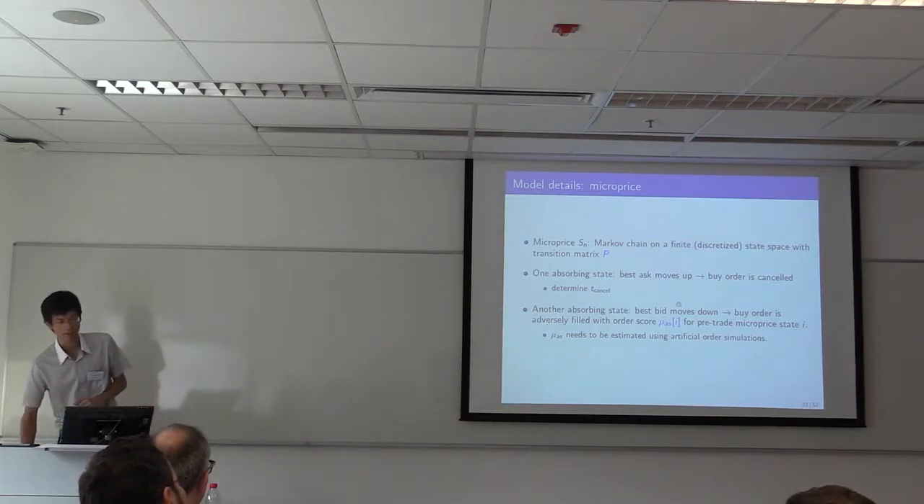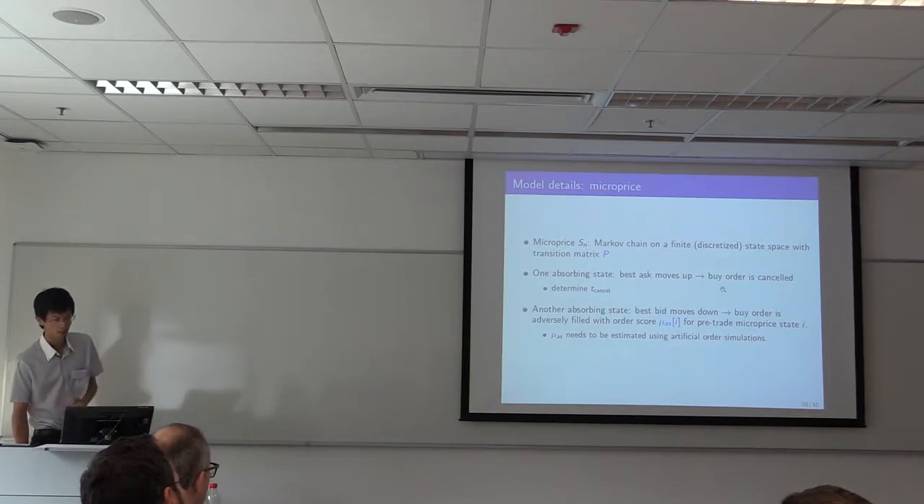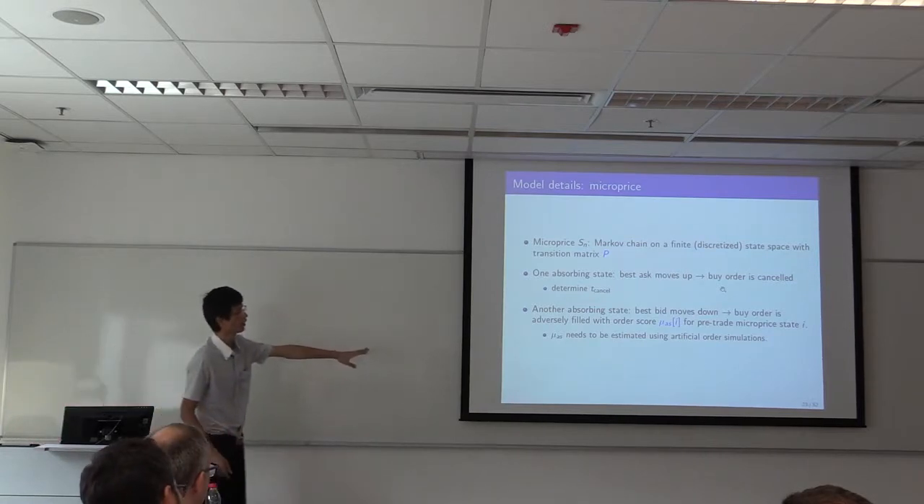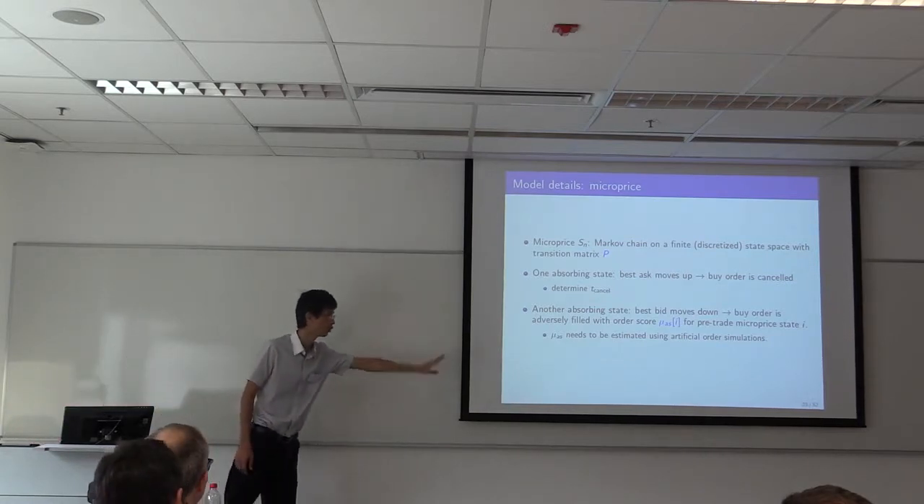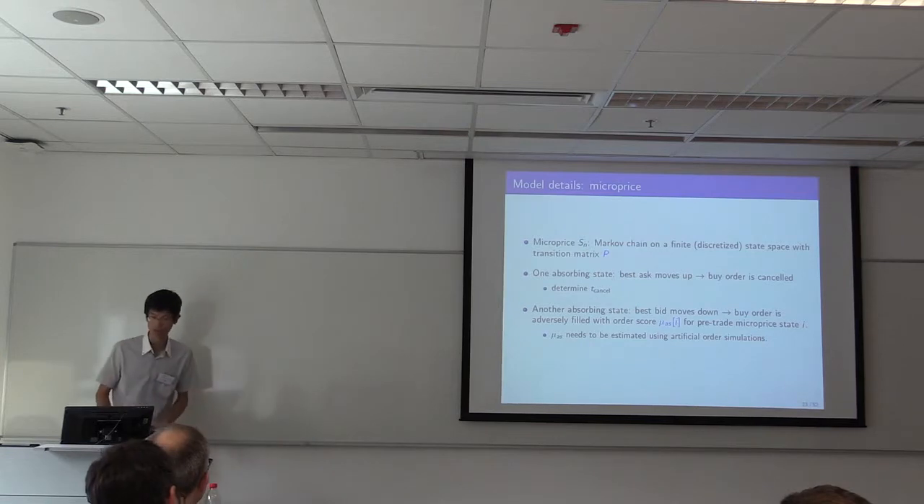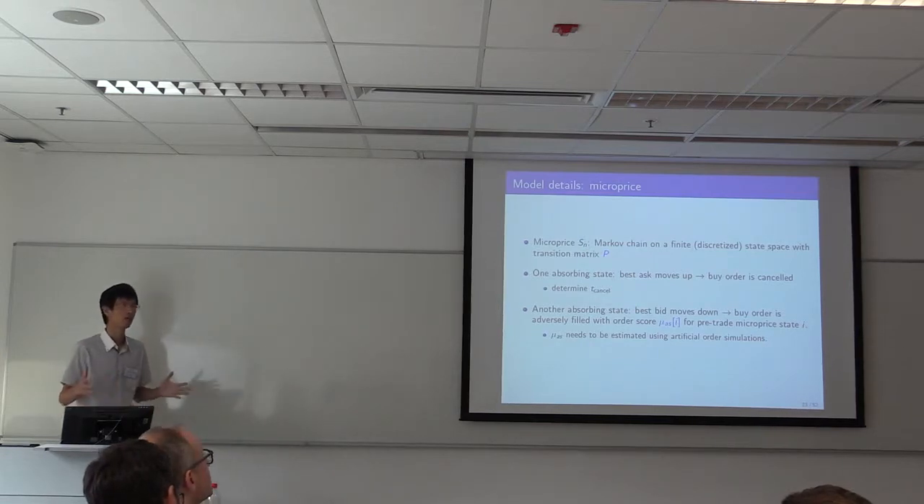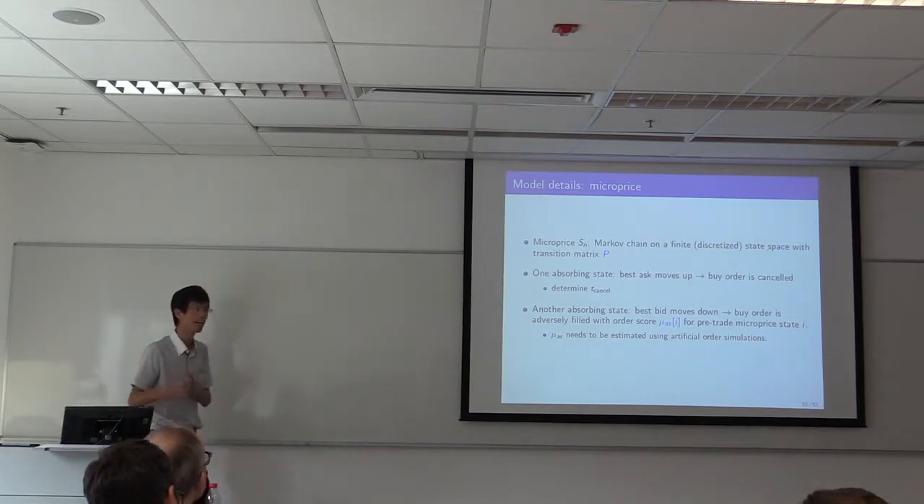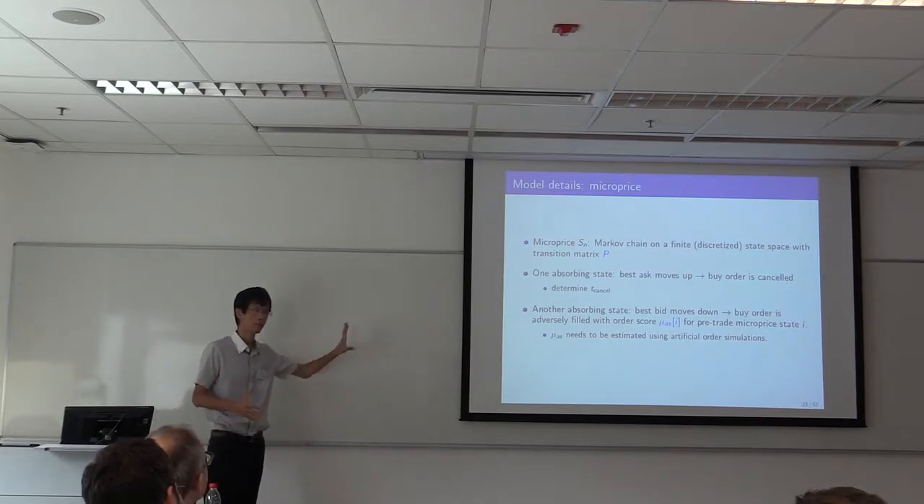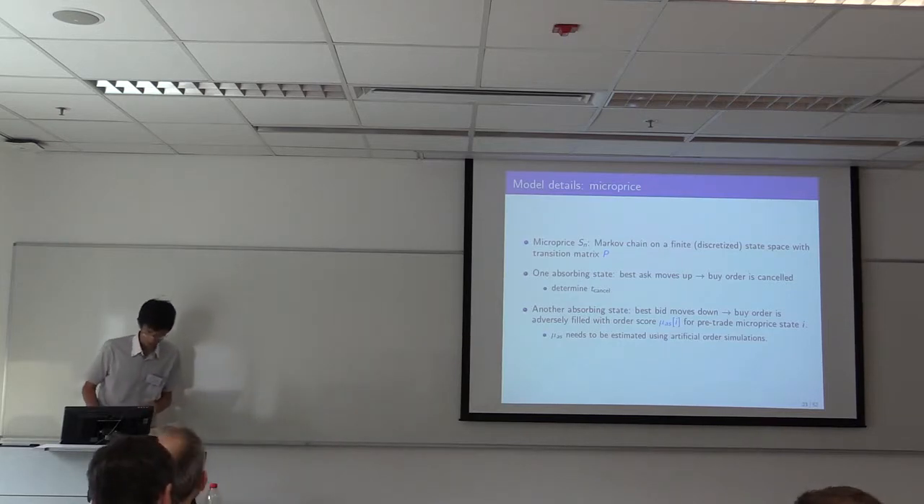This could depend on where you jump from, so this is for the pre-trade macroprice state. This quantity needs to be estimated using artificial order simulations, because our model does not feature informed and uninformed traders. It's purely mechanical and engineering oriented.